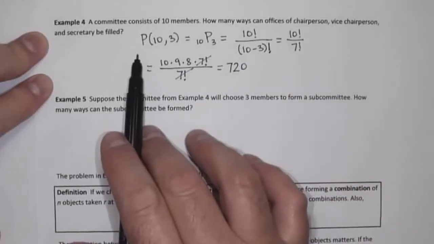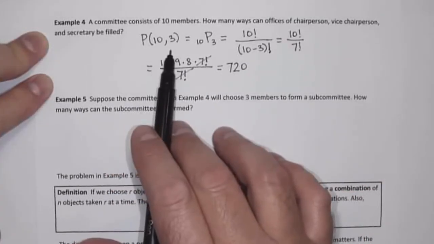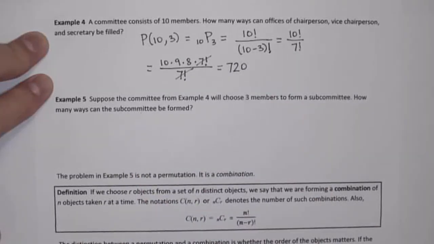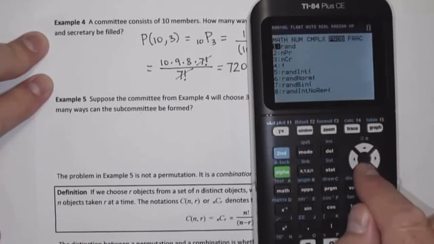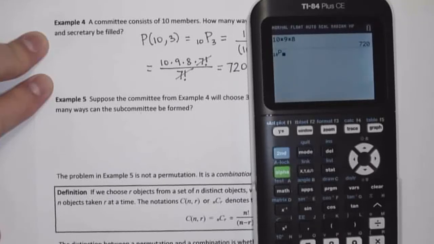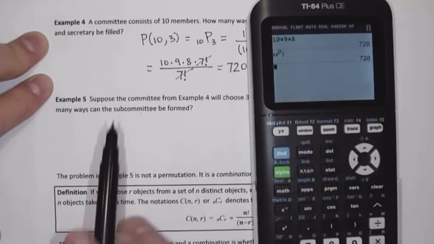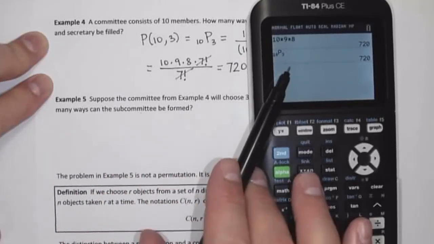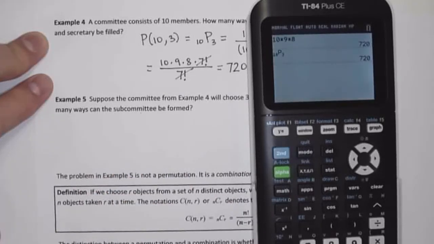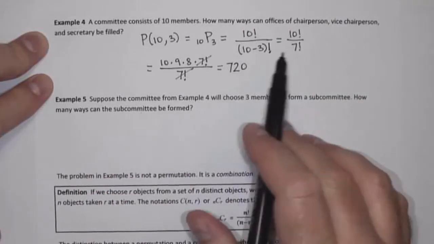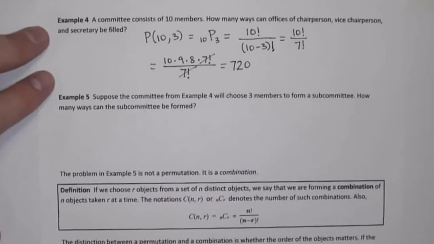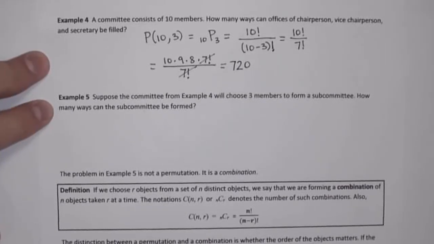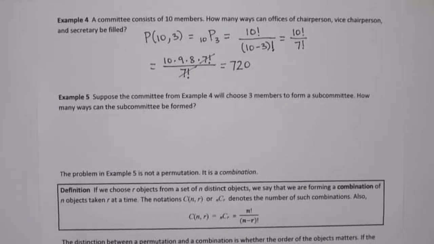Now, once I figured out that this was a permutation problem, I could also have just typed this directly into my calculator. So I could have said 10, Math, Probability, choose the permutation option, and type in the 3, and that gives me 720. So once I figured out this is a permutation problem, I could have gone directly to my calculator and let the calculator determine that. Again, if you don't have that option on your calculator, then you'll have to do it out this way. So this is the idea of a permutation, and we'll continue with example 5 and talk about combinations on the next video.